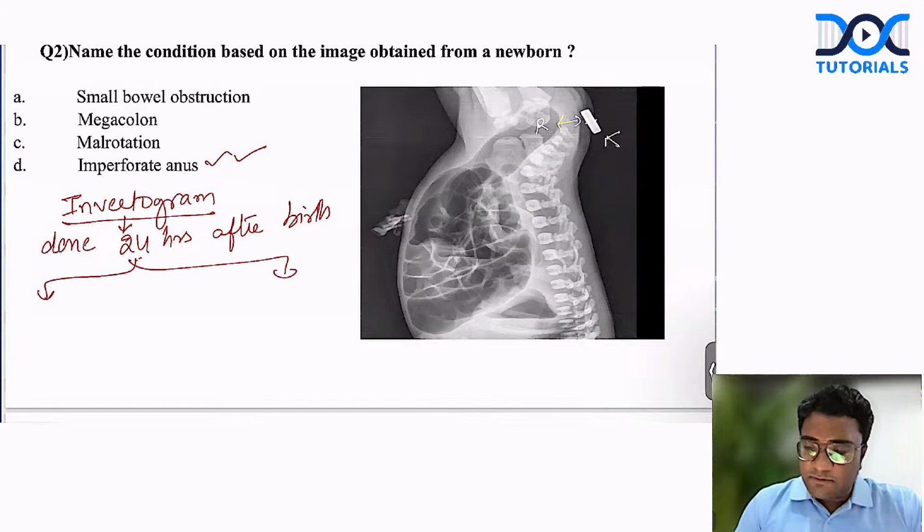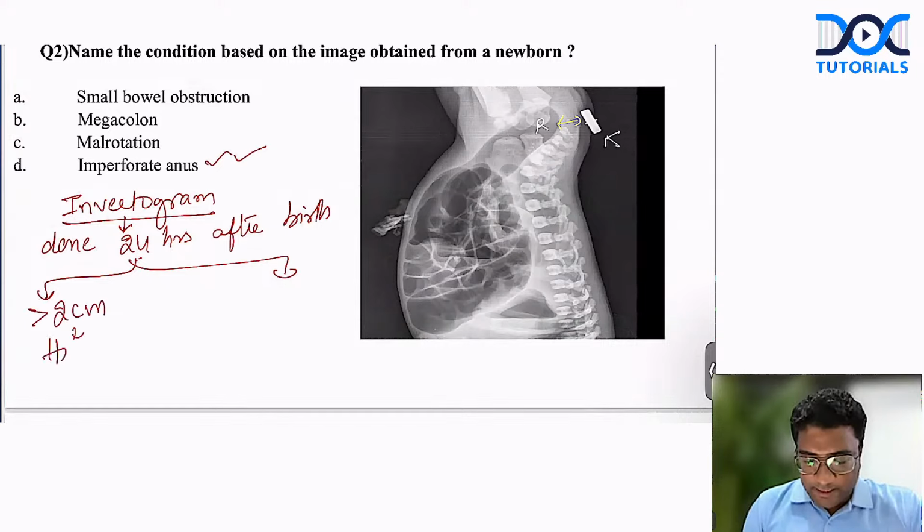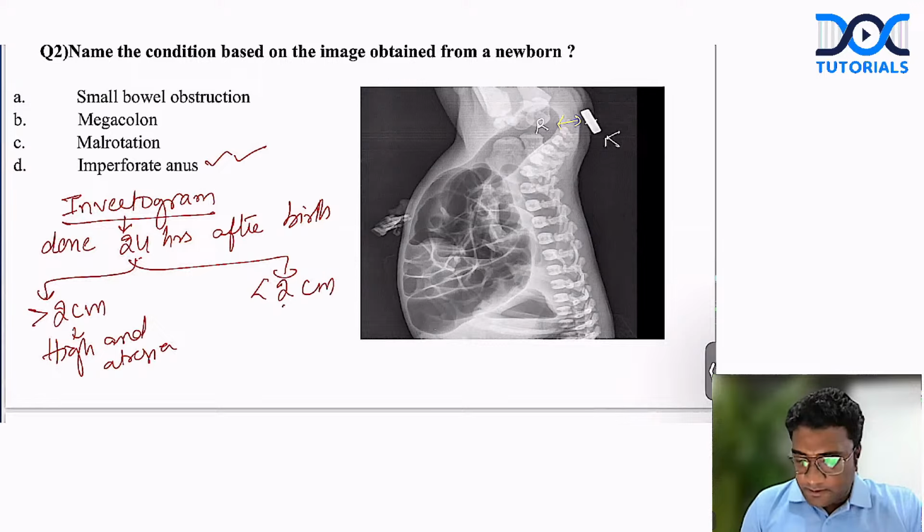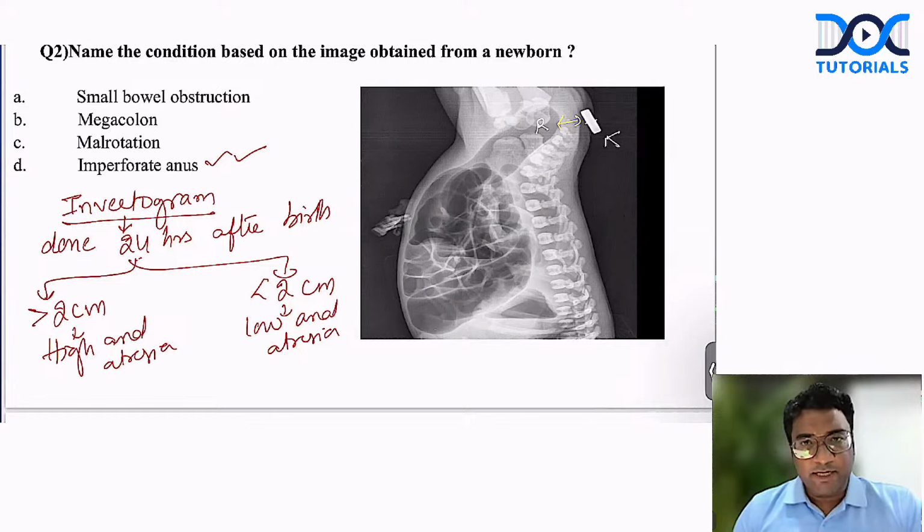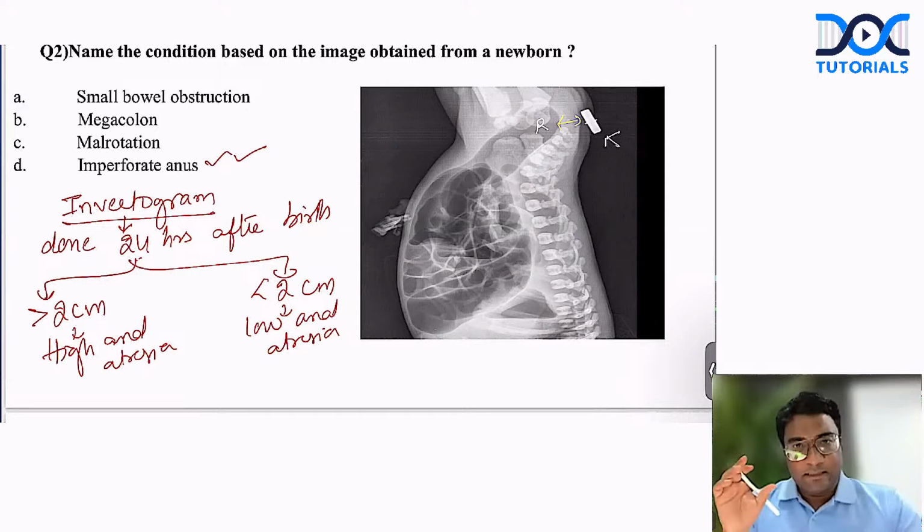If the distance between the metal button and the rectal gas is more than 2 centimeters, it is said to be high anal atresia. And if it is less than 2 centimeters, this is considered to be low anal atresia. So basically, to evaluate anal atresia or imperforate anus, we do invertogram. The child is in upside down position. The invertogram is not done immediately after birth. You need to wait for the gas to reach the rectum.